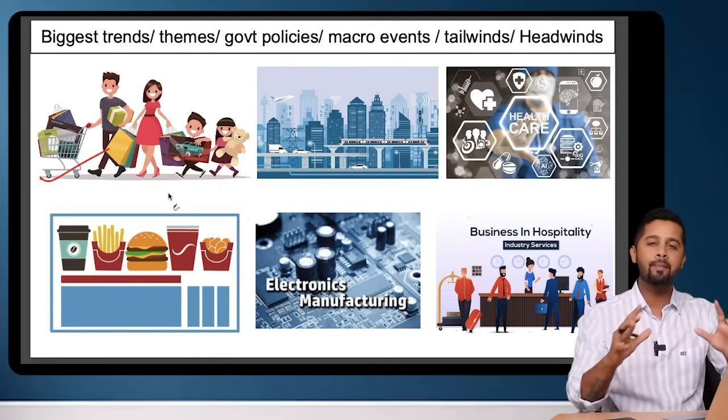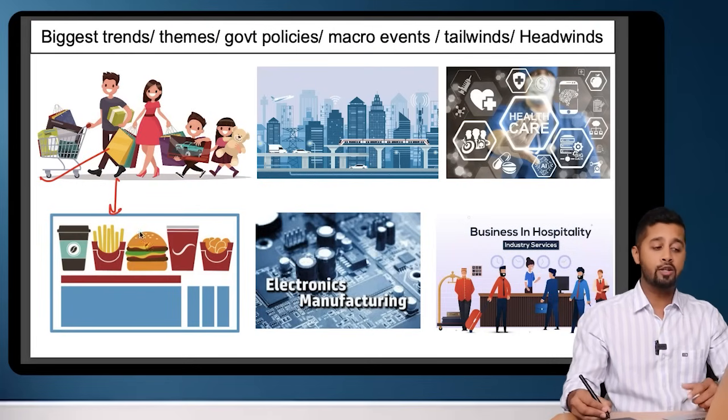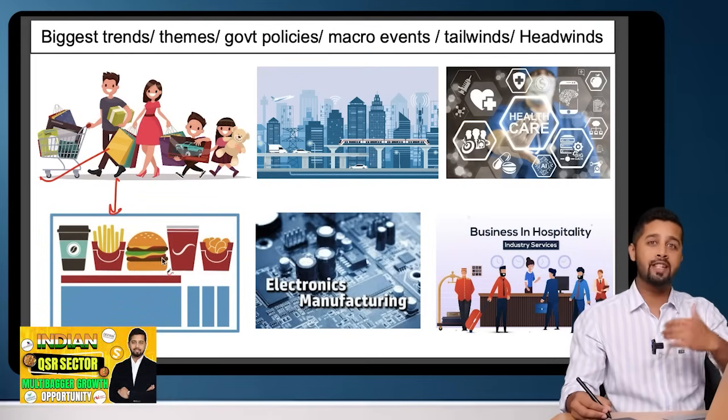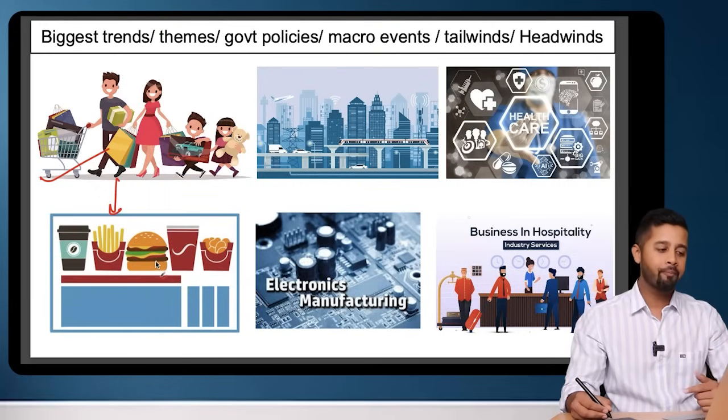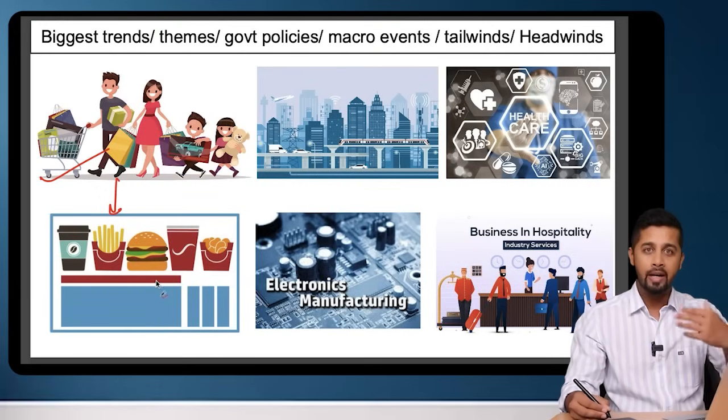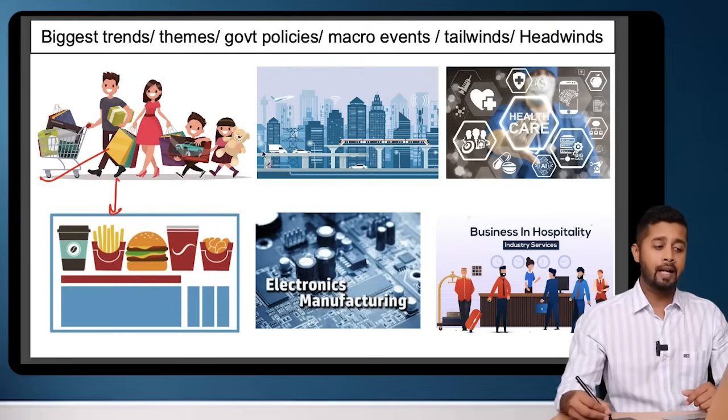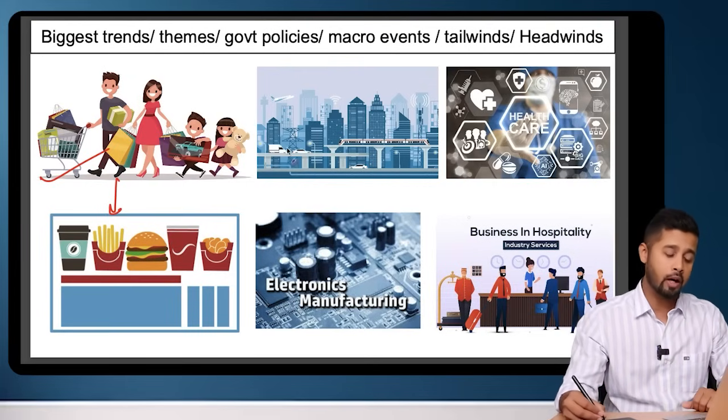And of course, this theme has a lot of subsectors. One of them is the QSR chain, because nowadays people like to go out and eat. This frequency has increased, and so has the preference for fast food because of our fast lifestyle. So again, QSR is one of the sectors. Then of course the overall consumption theme is huge.